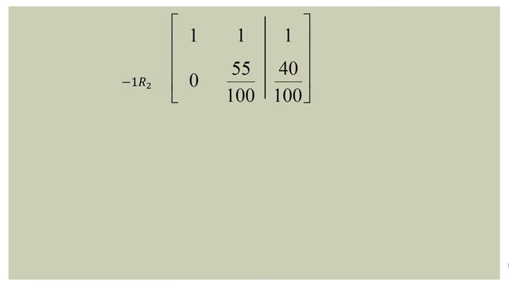So here's where we left off. Now on the left-hand side, that's kind of where I put simple operations I do that really don't affect the overall numbers in the actual matrix. In the previous slide, 55 over 100 and 40 over 100 were both negative.